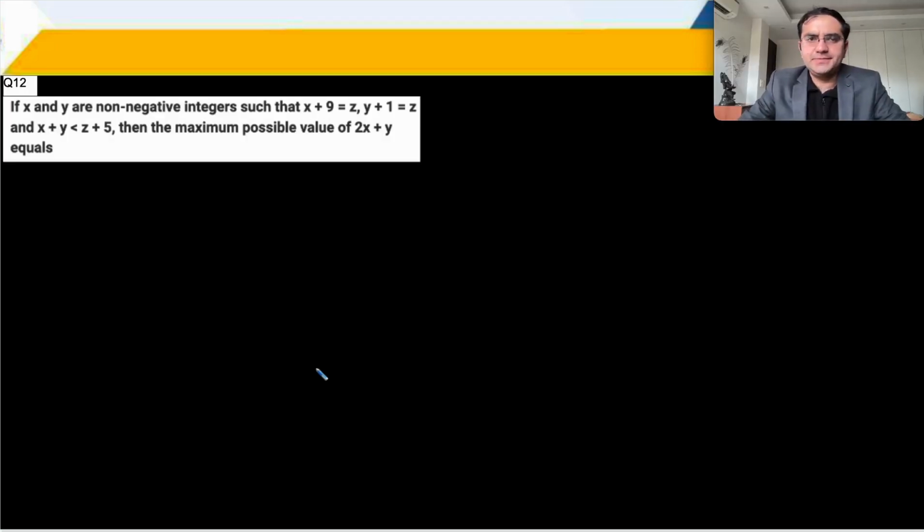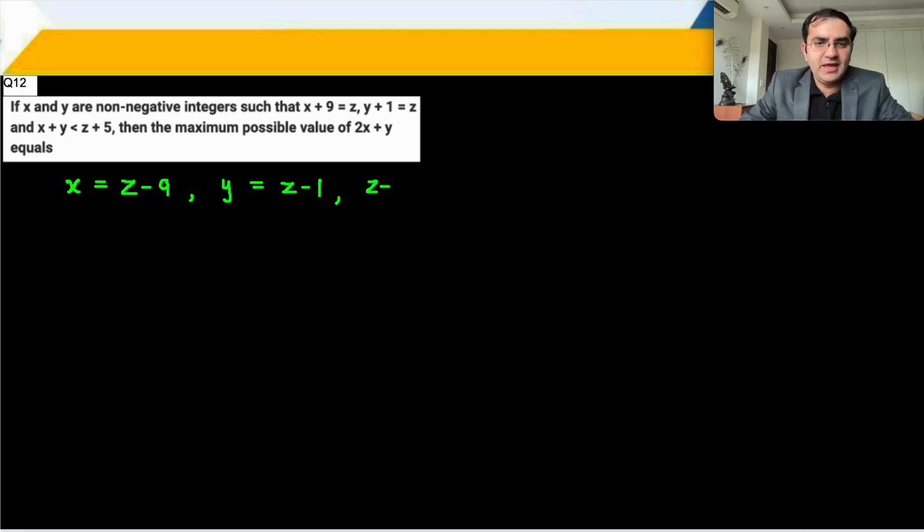Basic and standard algebra question. X and y are non-negative integers, and when x and y are integers, then z also becomes an integer, because x plus 9 is z, y plus 1 is z. And there's an inequality given, x plus y less than z plus 5. So x becomes z minus 9 and y becomes z minus 1. Substitute it into your original inequality. X is z minus 9, y is z minus 1, the sum is less than z plus 5. Z gets cancelled. So you basically get z is less than 15.